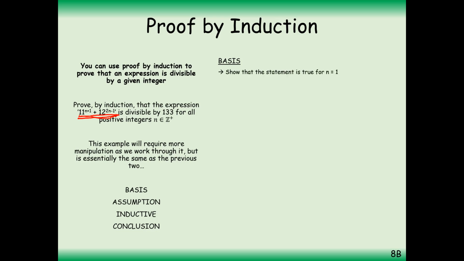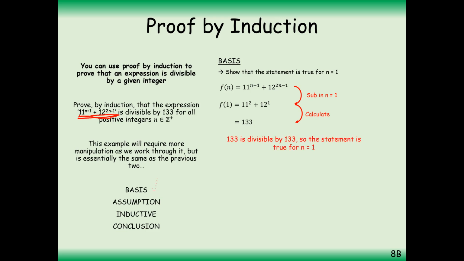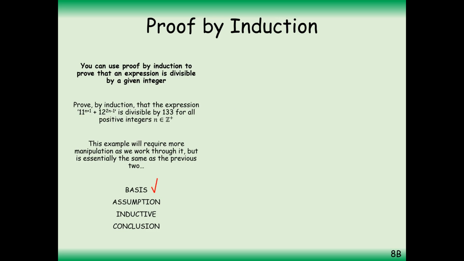So when we substitute 1 into the expression, we will have 11 squared plus 12, because 2 times 1 minus 1 is 1. So 11 squared is 121, plus 12. 121 plus 12 is directly 133 itself, which is obviously divisible by 133. So that's our basis step done.